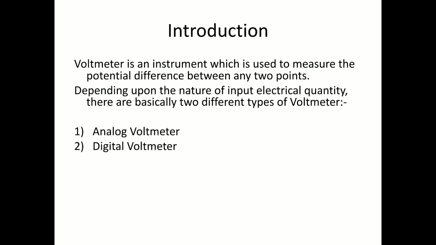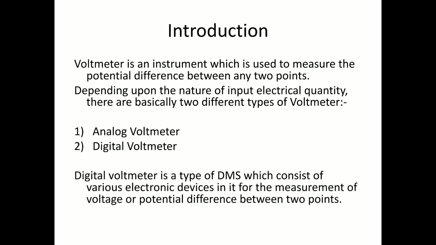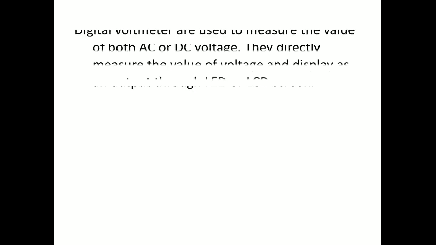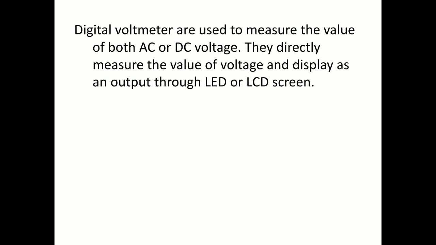Now let us focus on the concept of digital voltmeter. So digital voltmeter is nothing but a type of DMS. I told you that DMS is digital measurement system, consisting of various electronic devices as subcomponents, with the help of which we are in a position to determine the value of voltage, or potential difference, between any 2 points. With the help of a digital voltmeter, we can determine the value of both AC as well as DC voltage, and the instrument is designed in such a way that we can directly determine the value of unknown voltage and display it as an output.